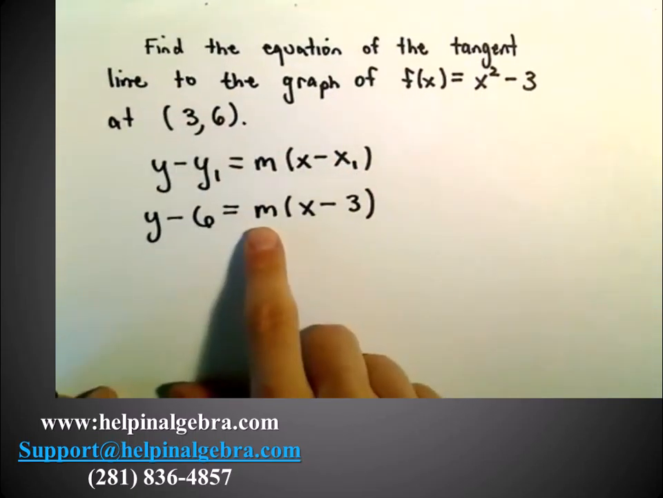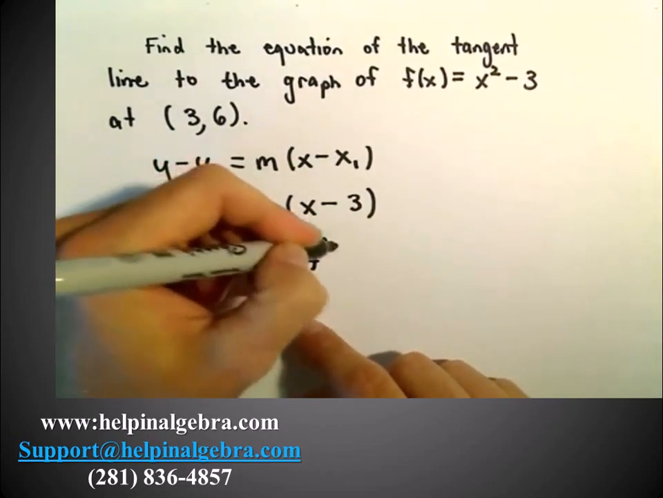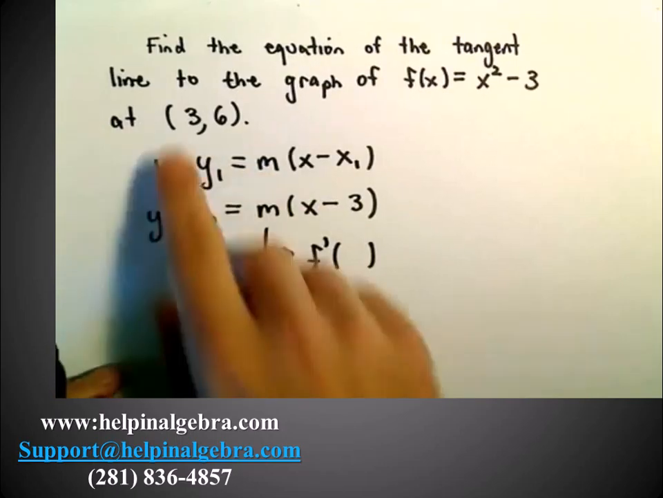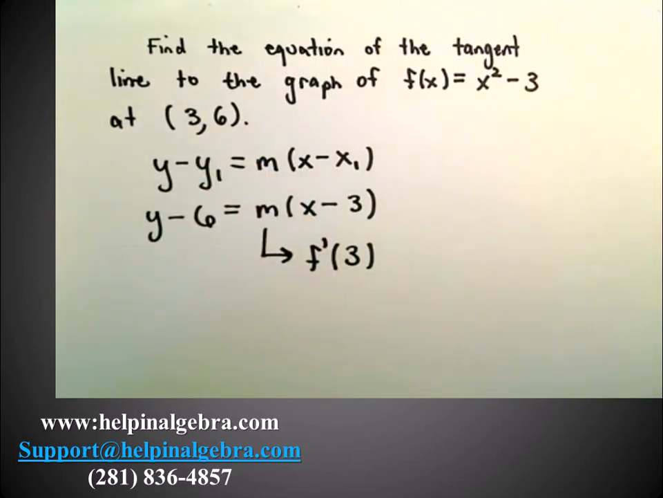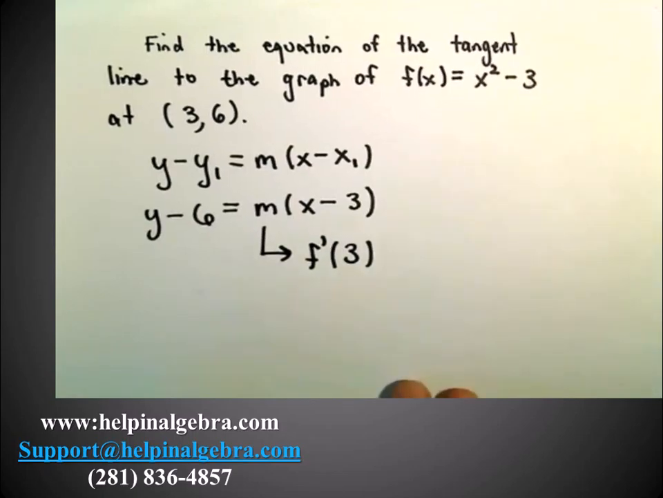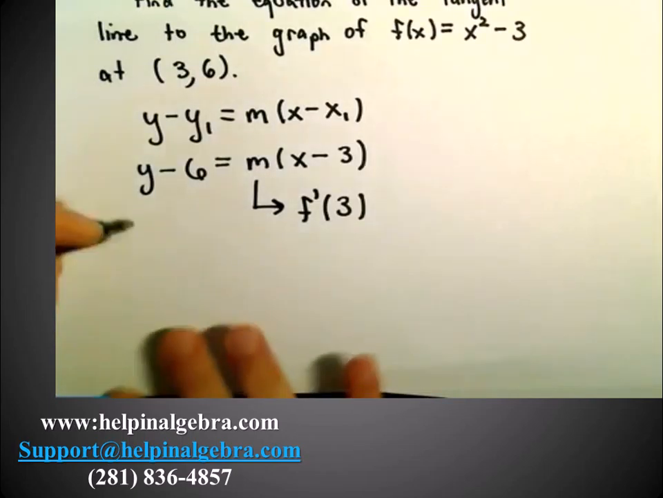Now the only thing we have to figure out is the slope, but again, to find the slope we just take the derivative, and all we have to do is plug in the x coordinate, which in this case is going to be 3. So the kind of long part here is actually going to be computing the derivative. So alright, let's do that.